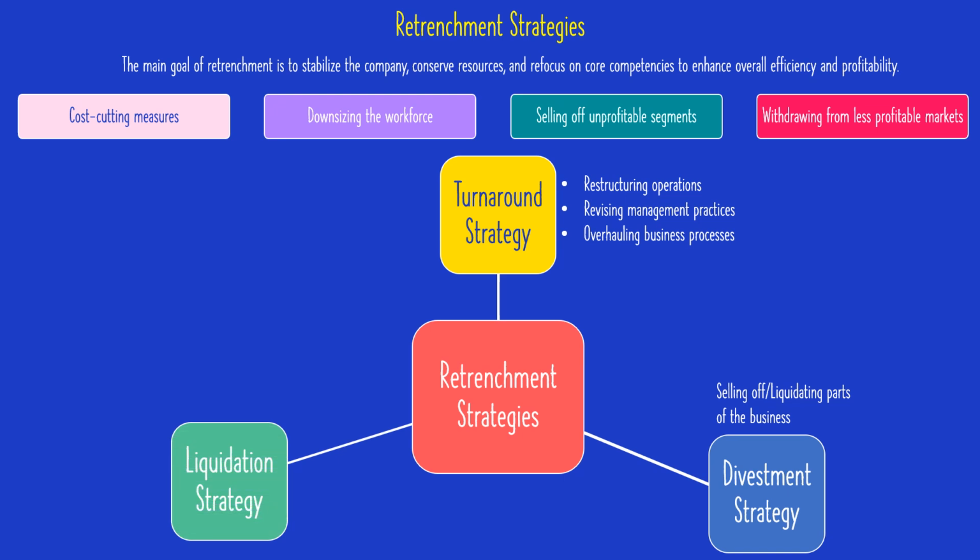This is the most extreme form of retrenchment, where a company decides to close its operations entirely and sell all its assets. This is usually considered when other strategies are not viable, and the company can no longer sustain itself. For instance, in 2017, Toys R Us filed for bankruptcy and announced the closure of all its stores in the United States, leading to a complete liquidation of its assets.